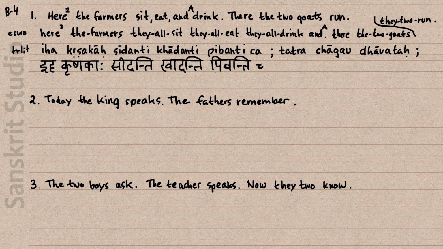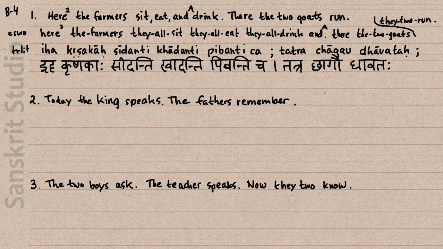And we have our conjunction cha here. And we are having our adverb tatra, our dual noun here, chagau, and our plural verb, dhavataha. Third person plural, present, indicative, and all that.